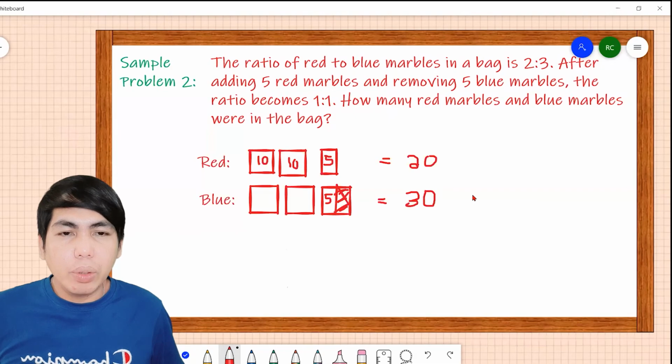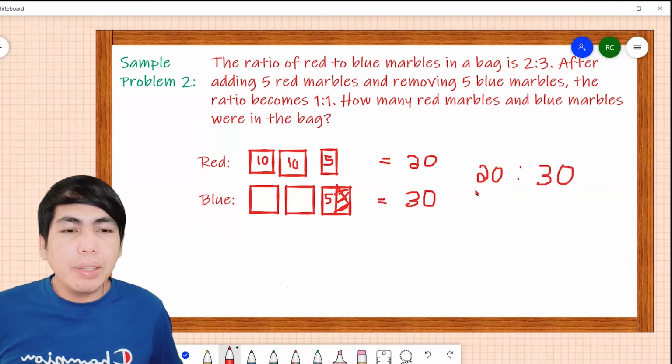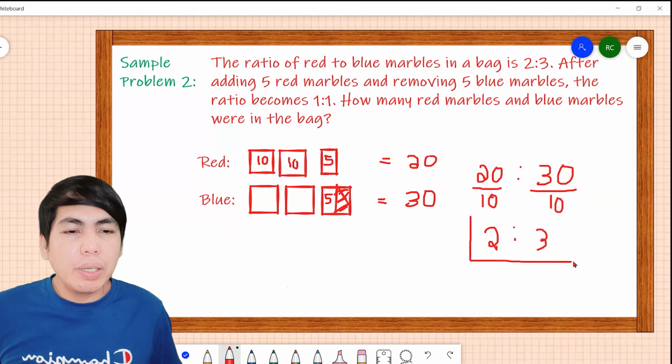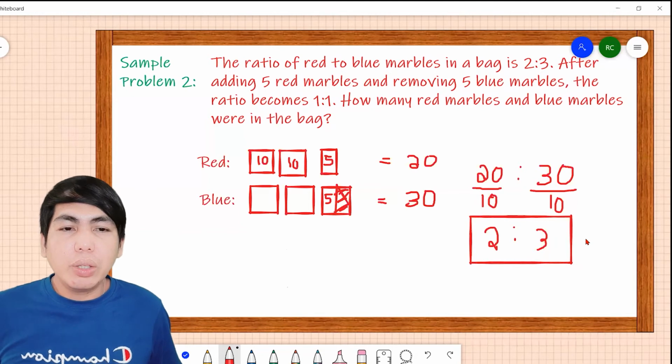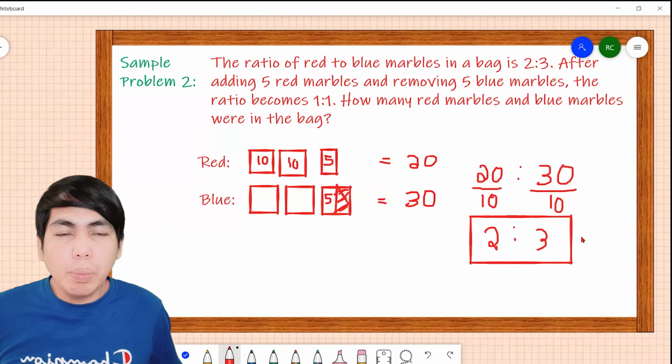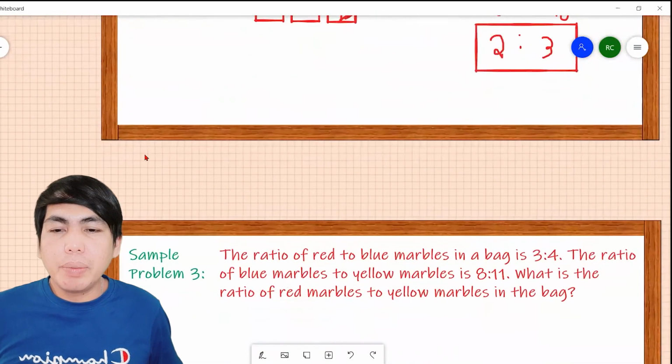Now, 20 is to 30 since both of them can be divided equally by 10. So 20 divided by 10 is 2. 30 divided by 10 is 3, to give us a ratio of 2:3. So, meaning to say that our answer is checked, that there were 20 red marbles and 30 blue marbles in the bag at first. So let us have sample problem number 3.